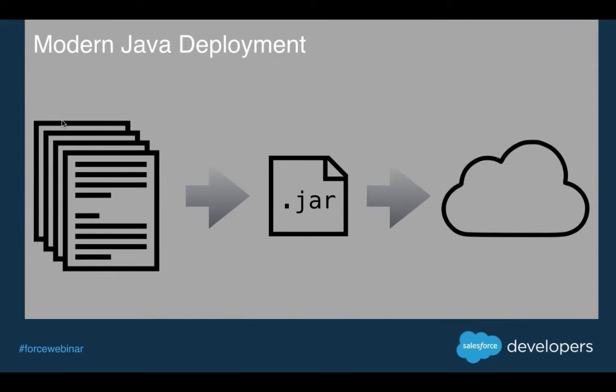So modern Java deployment looks more like this. Package your application up into a jar file, maybe an executable jar file, and then deploy it anywhere that has a JVM. That's the only dependency between your application and the platform that it runs on. That could be the cloud, it could be Heroku's platform with a JVM, it could be a Docker container, or some other kind of virtualized environment.